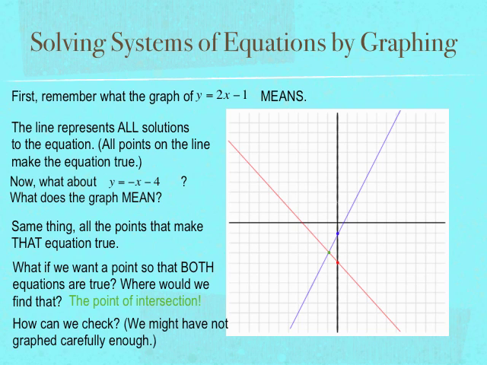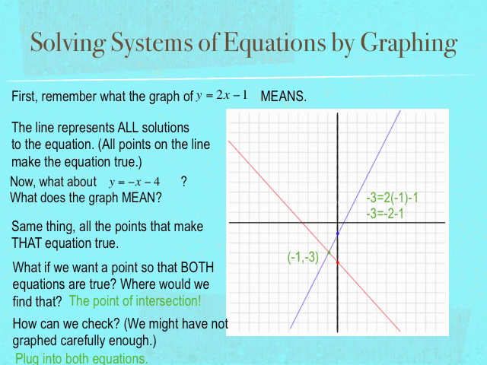How can we check to make sure that's really the right point? Because maybe we didn't graph very carefully. Okay, we plug it into both equations. So that point right there is the point -1, -3. If I plug it into the top equation, I put -3 in for y, put -1 in for x, plug everything in, and I get -3 equals -2 minus 1. Well, that is true. So that means that green point is on the blue line.